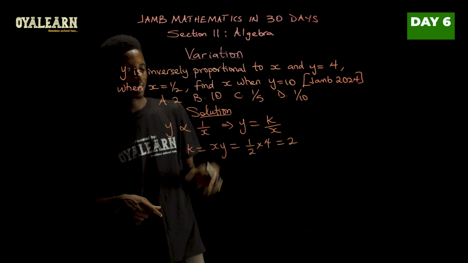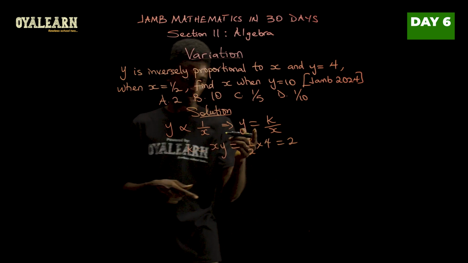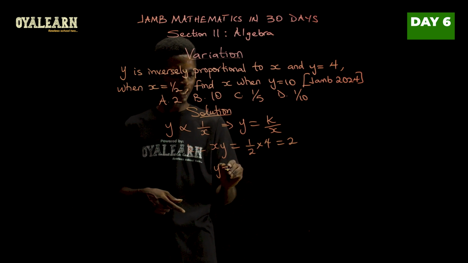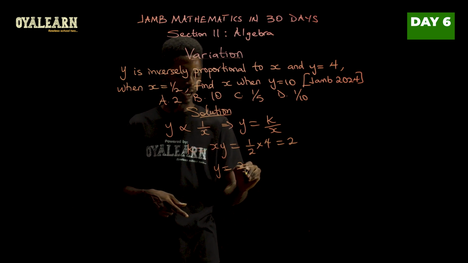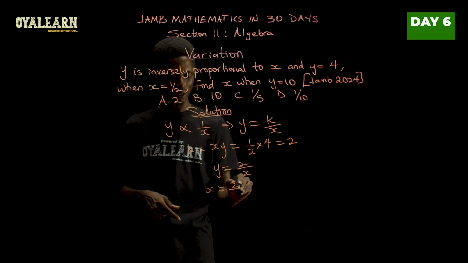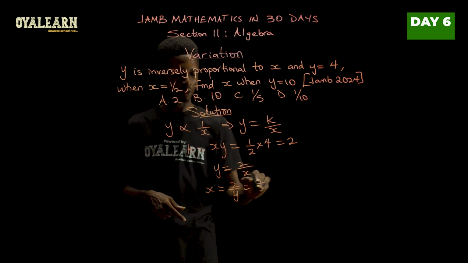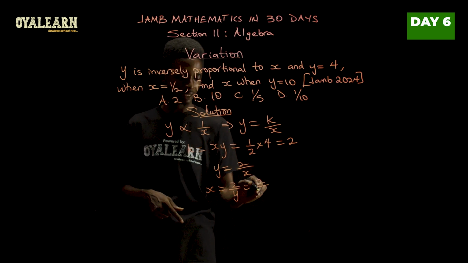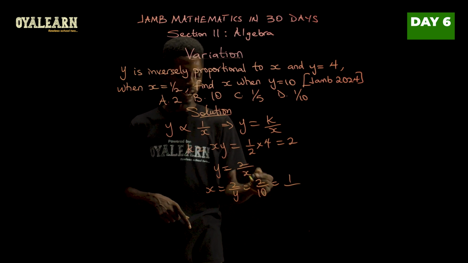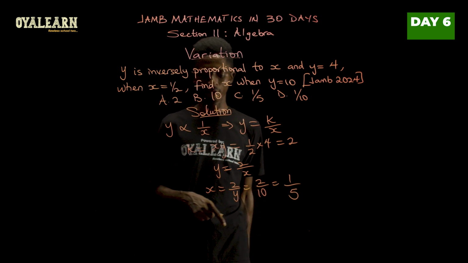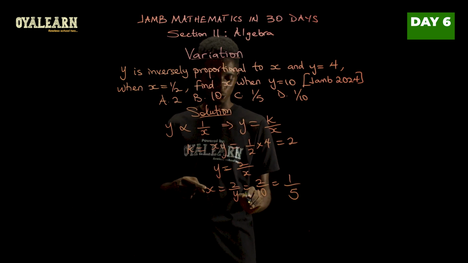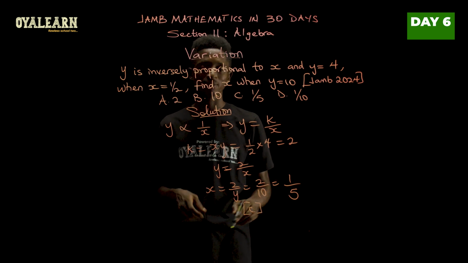Now let's find x when y is 10. From this, now we can then write that y equals k, which is 2 over x. So to find x, x would be 2 divided by y, which is 2 divided by, now the value for y is 10. Now breaking this down, 2 goes in 2 once, and 2 in 10 is 5. So x would be 1 over 5, just as seen in option C.